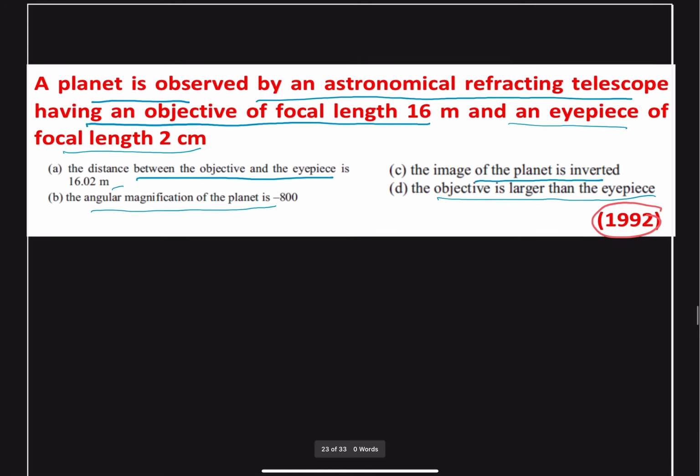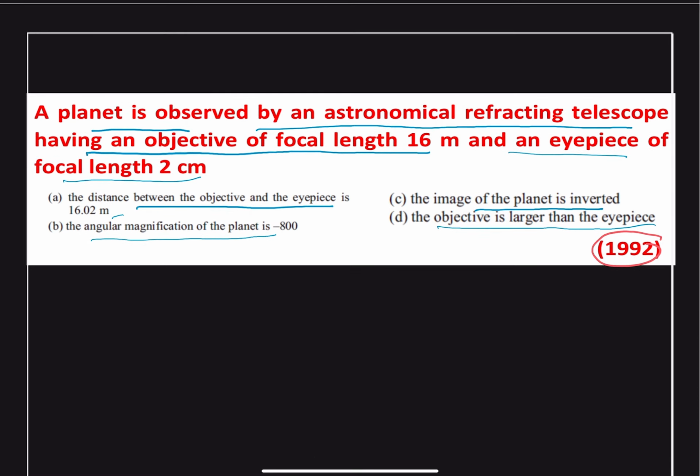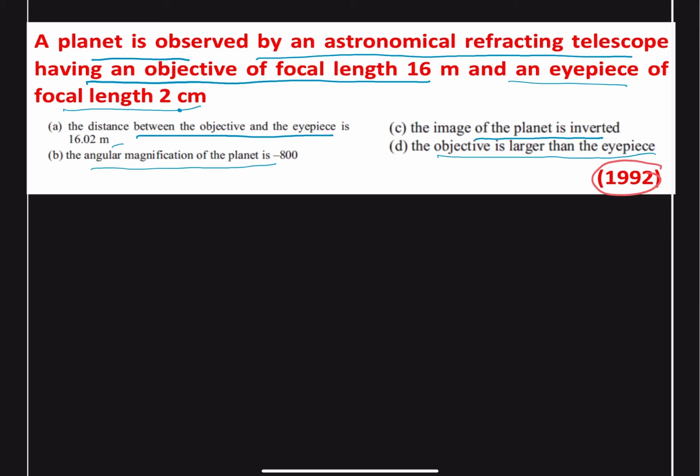So we are given that the focal length of the objective is 16 meter and of the eyepiece is 2 centimeters. So we have to make sure that these two units should be the same.